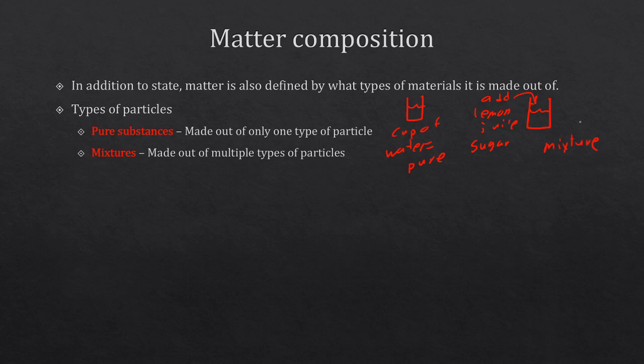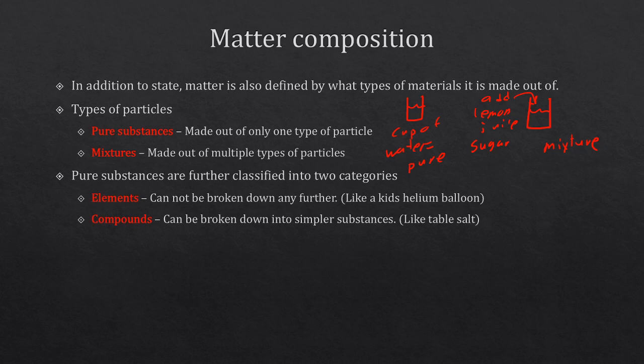There are lemon juice particles and there are sugar particles spread throughout. So now lemonade is going to be a mixture of lemon juice, sugar, and water, whereas my cup of pure water is going to be a pure substance. We can even break these down more too, though. So pure substances can be classified into two categories. Elements, you can't break those down any further, whereas compounds are going to be broken down into simpler substances.